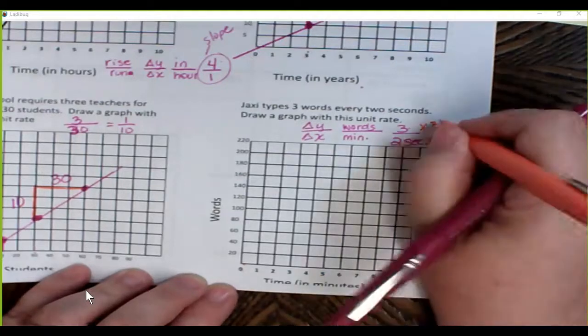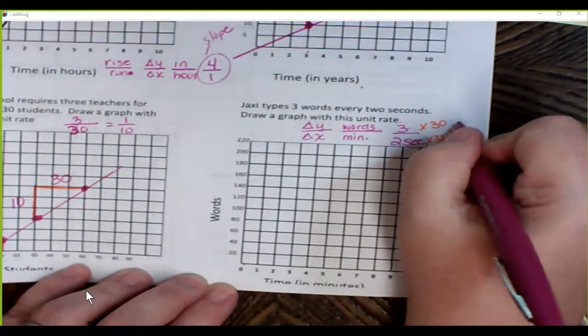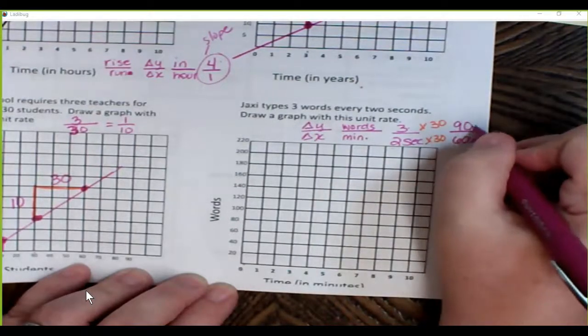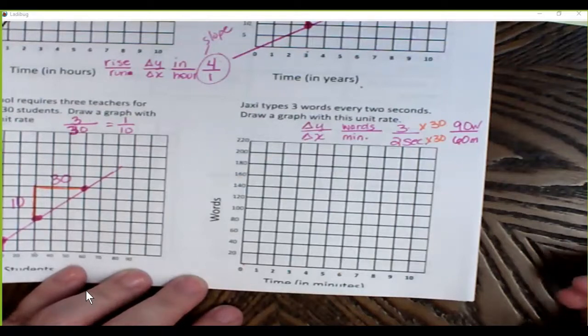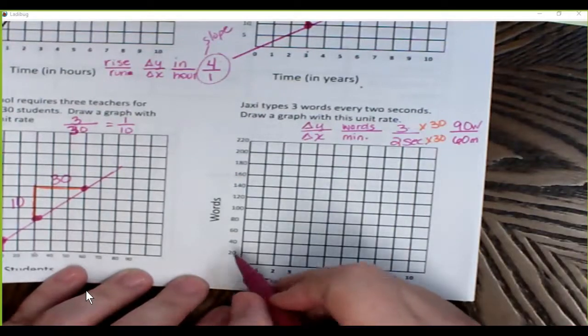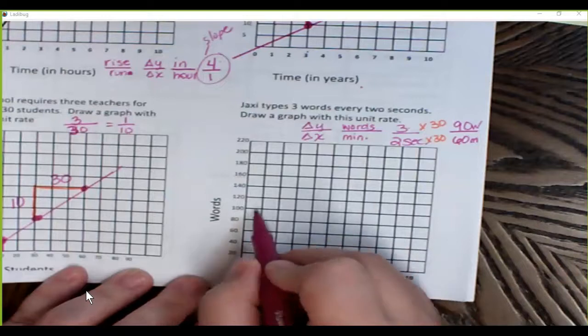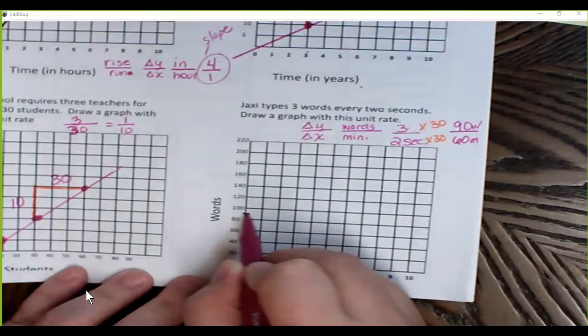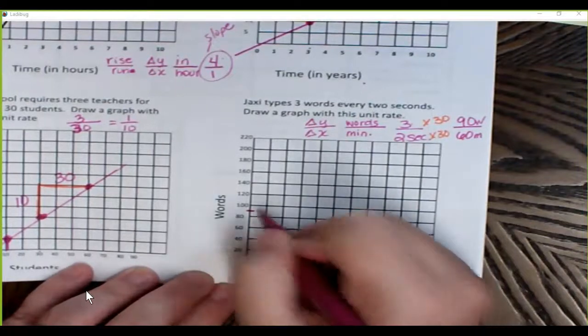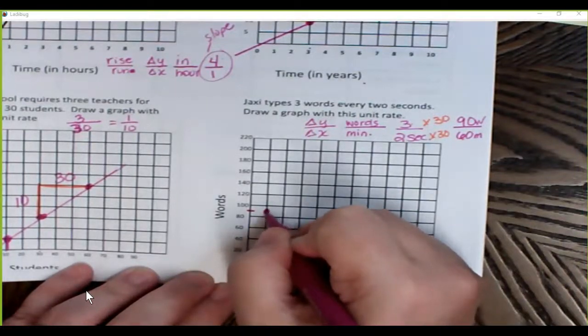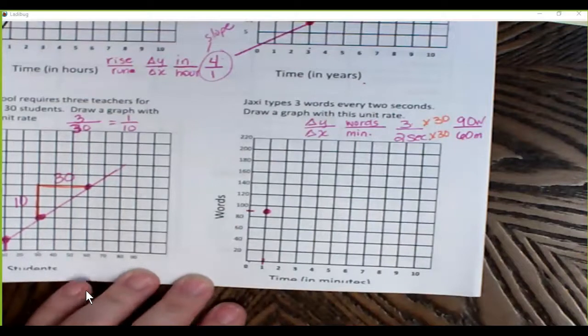Yes, I didn't write my 0. Very good. So 90 words per 60 seconds, which we know is a minute. All right, so I got to go up to 90. Uh-oh, it's not exactly a pretty point. It's going to be halfway for 1 minute. So my point would be right there, right?